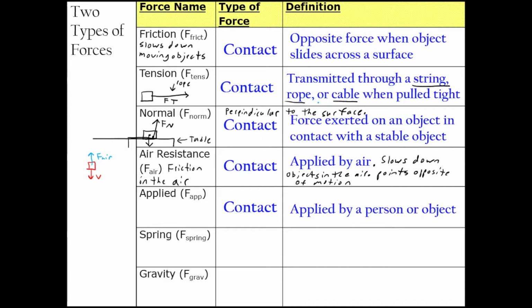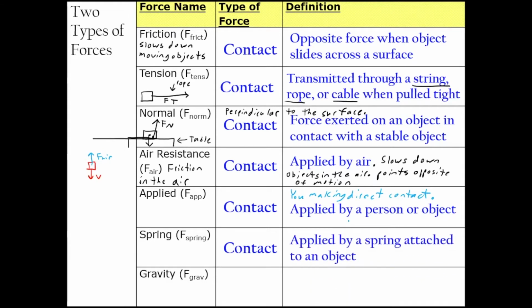But don't get confused. If you push or pull an object with a rope, yes, you're applying a force, but you're applying that force to the rope. The rope or cable is really applying that force to the object. So an applied force occurs when it is you making direct contact to that object. Next, we have force spring, and force spring is a contact force. And it's exactly what it sounds like. Force spring is just a force that is applied by a spring that is touching an object.